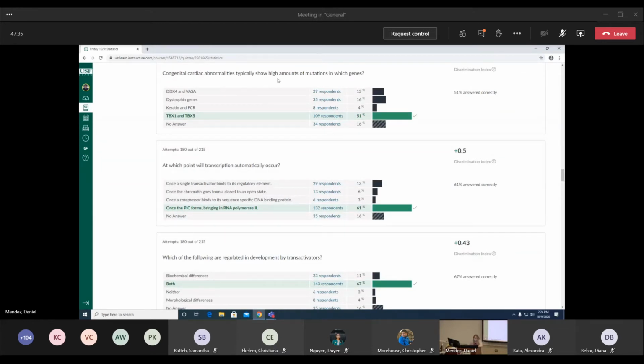Congenital cardiac abnormalities typically show high amounts of mutations in which genes? So that's just something that we talked about. It's on slide 41, this TBX1 and TBX5. So just memorize that. Anytime he brings up a disease or a therapeutic or something, make sure you know that, because this is a medical genetics course. So he wants to relate it to medicine as much as he can to show you why we're learning the things that we're learning. And he's likely to test you on that. So anytime we talk about a disease like cancer, a therapeutic, anything, make sure you know and understand that.